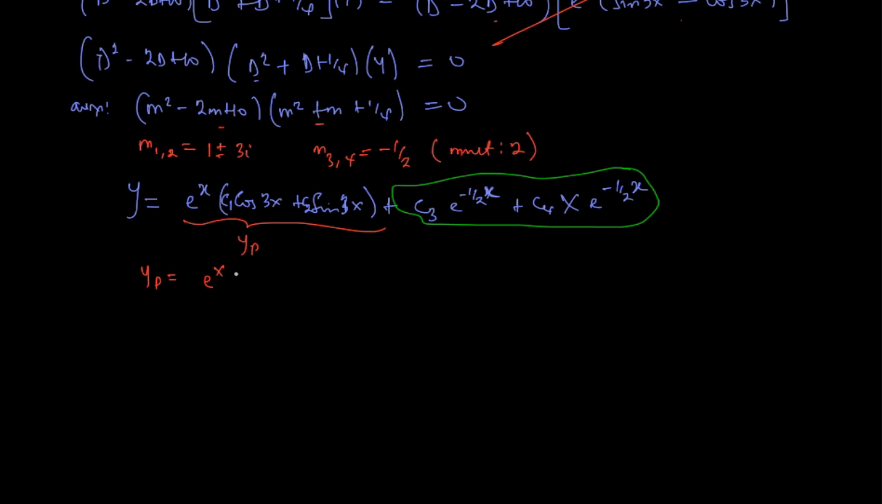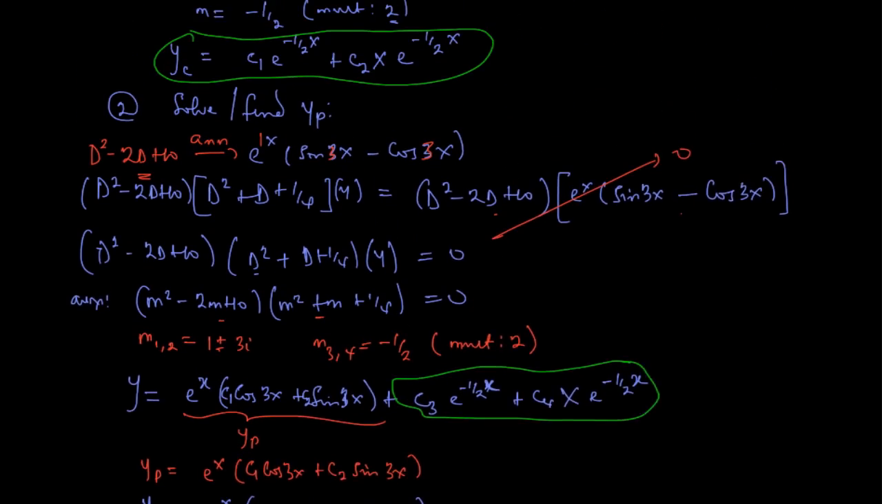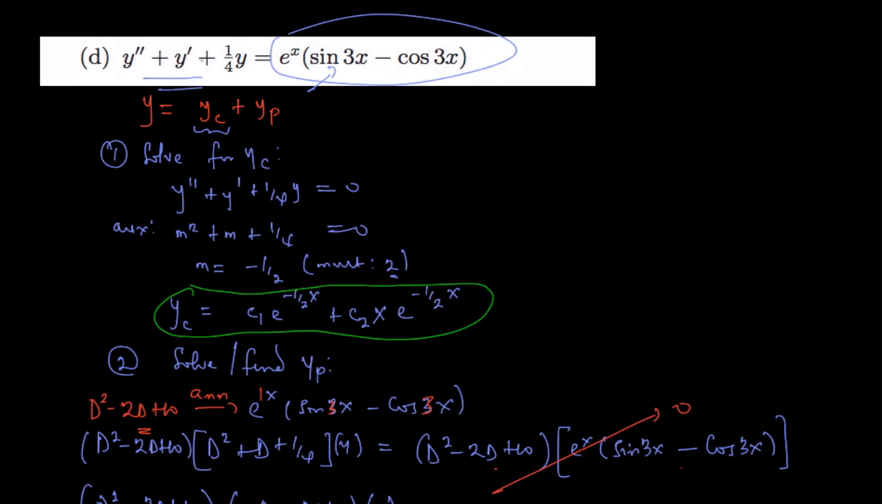equals e to the power x into c1 cosine of 3x plus c2 sine of 3x. Like I said, just to be consistent with what I'm doing, I'm going to replace my c1 and my c2 with A and B. So I'm going to say let yp equals e to the power x into A cosine of 3x plus B sine of 3x. Since we want to substitute it into the differential equation, just for justification, we need to find y prime and y double prime.